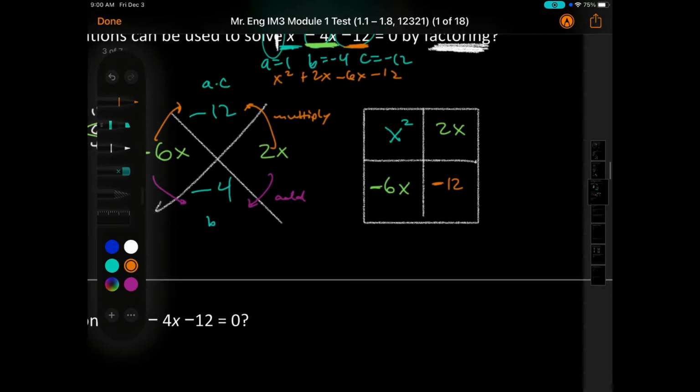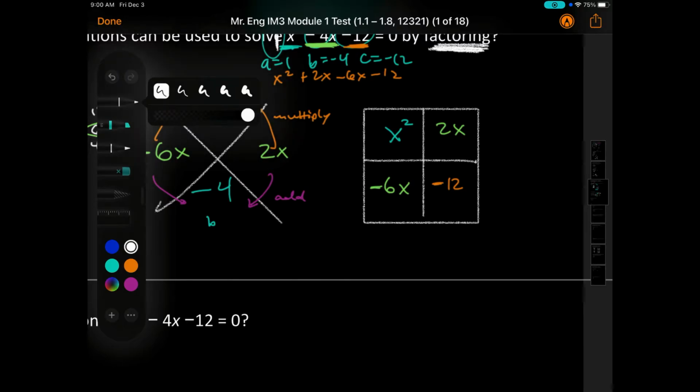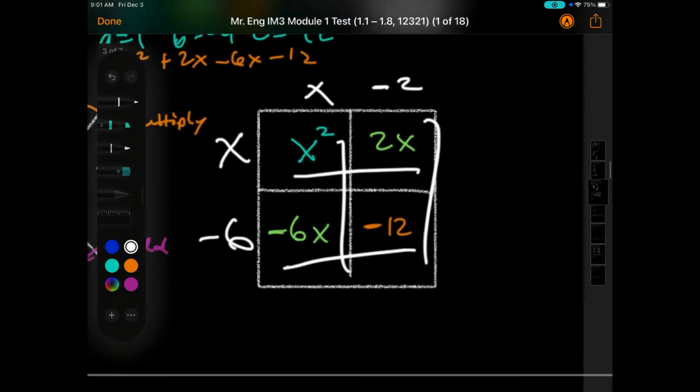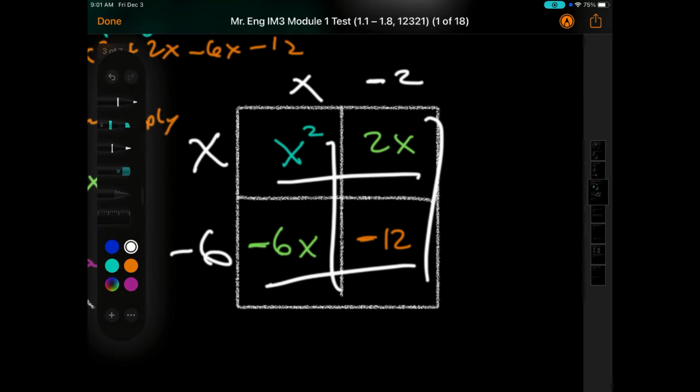Okay, but you can ignore that for now. So the greatest common factor in this direction is an x. The greatest common factor is a -6, x, and pay attention, this is a -2. Now you can always check your answers by multiplying.